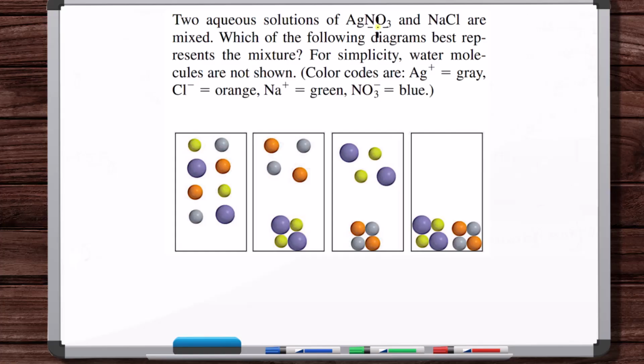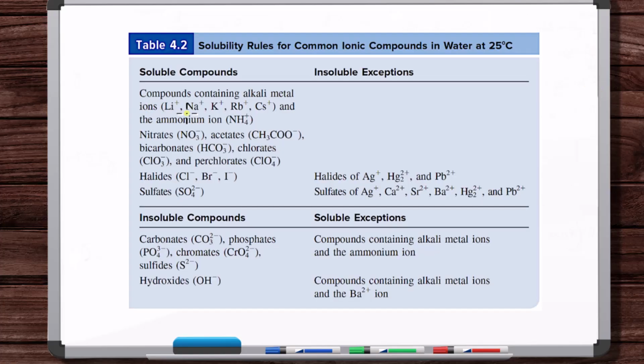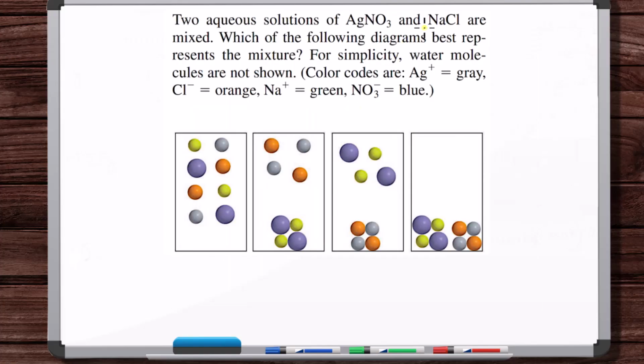Maybe that precipitates out as well. Well, okay, all compounds containing the sodium cation are soluble, and there are no exceptions. So therefore, the sodiums and the nitrates are going to stay dissolved, the blue and the green. And then the gray and the orange are going to form an ionic compound and precipitate out. So this is the diagram that represents the resulting mixture.